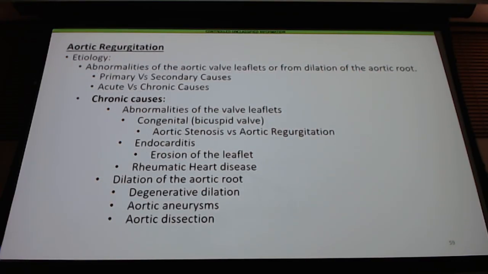Then we went on and started talking about aortic regurgitation, and again, primary versus secondary causes, and of course, acute versus chronic. If we are talking about chronic causes but primary sources, you've got a congenital bicuspid valve, endocarditis that eats away at the leaflets of the valve, and rheumatic heart disease. When we talk about secondary but chronic causes of aortic regurgitation, we're looking at things like aortic aneurysms or aortic dissections, where that will pull the leaflets of the aortic valve apart and cause the regurgitation.